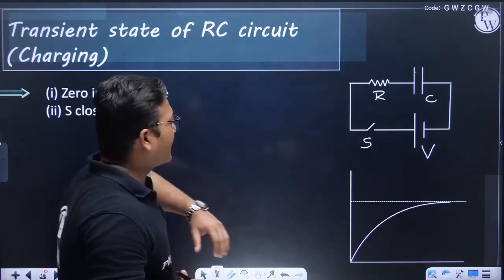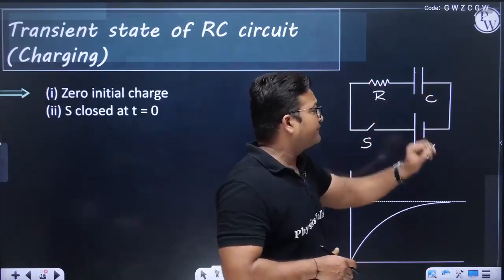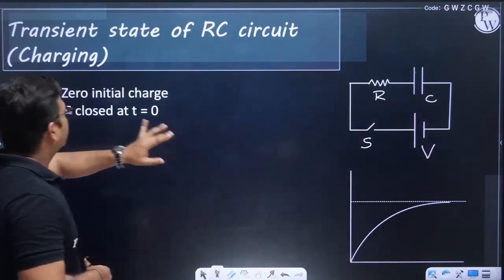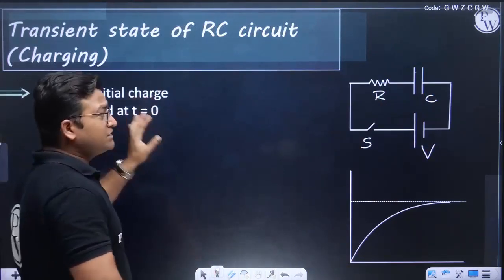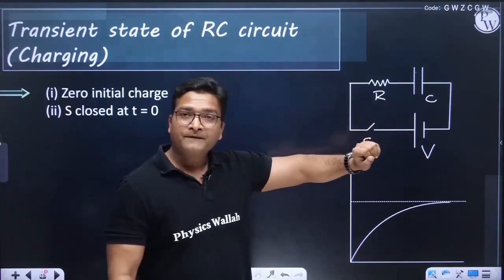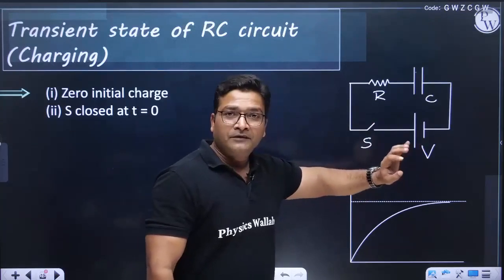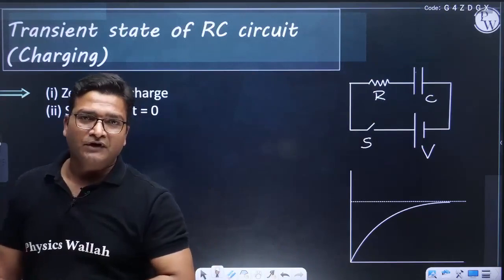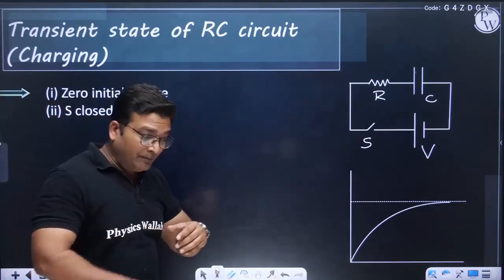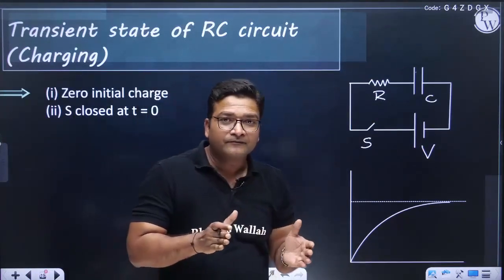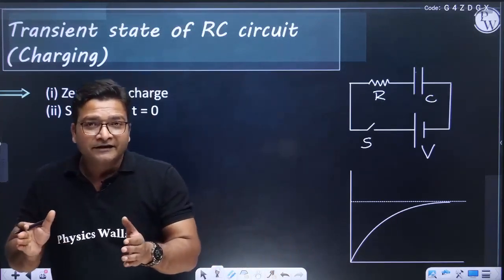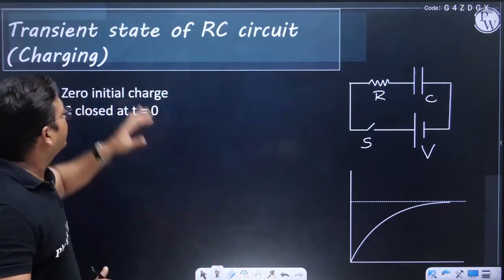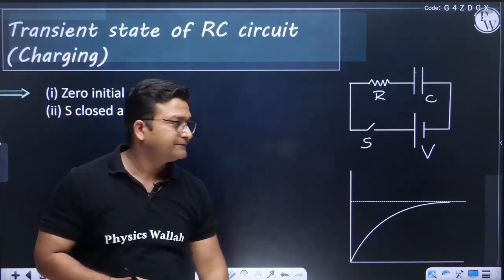In charging of a capacitor, this is the simplest loop. We have a capacitor, initially uncharged. I am assuming zero initial charge on the capacitor, with a battery connected to it. And we also have a resistance. Because of the resistance, the process of charging is delayed, and the period of charging is said to be the transient state of the RC circuit.